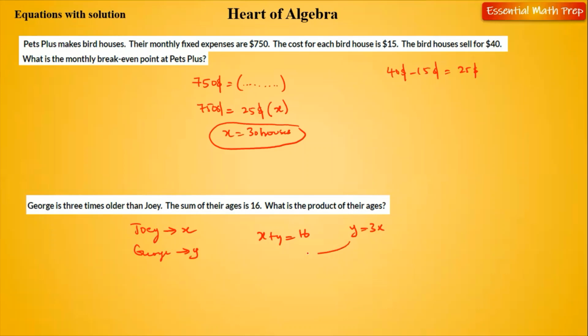So if you substitute Y equals 3X into this expression, then we have X plus 3X equals 16, 4X equals 16, so X equals 4. So this is Joey's age. So what's George's age? It will be 12. What's the product of their ages? It is 4 times 12, which is 48.